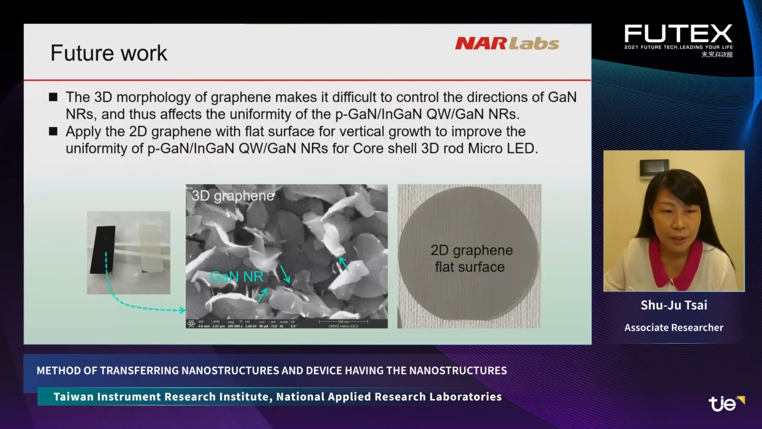However, the 3D morphology surface of graphene makes it difficult to control the direction of gallium nitride nanorods. The future work is to replace the 3D graphene by 2D graphene surface for vertical growth and improving the uniformity of LED nanorod crystal to speed up the development of a core-shell 3D rod micro LED.